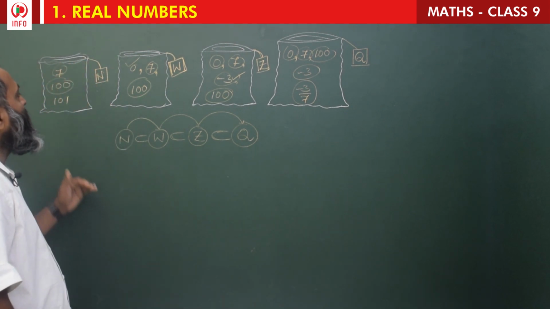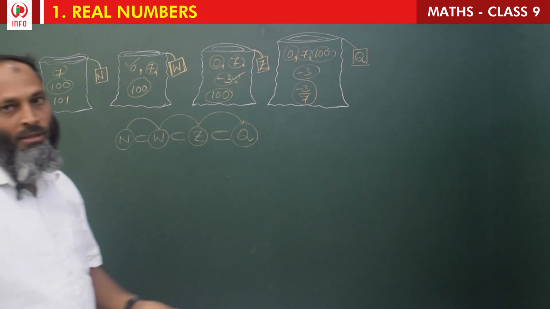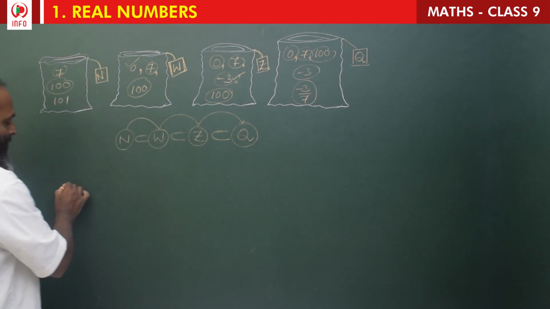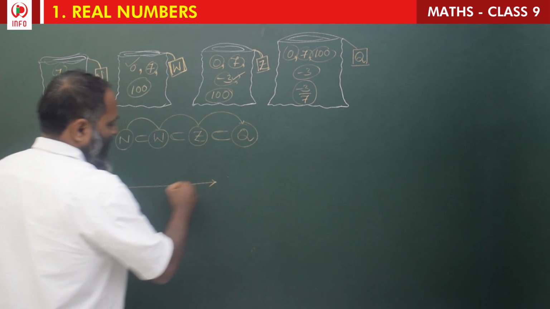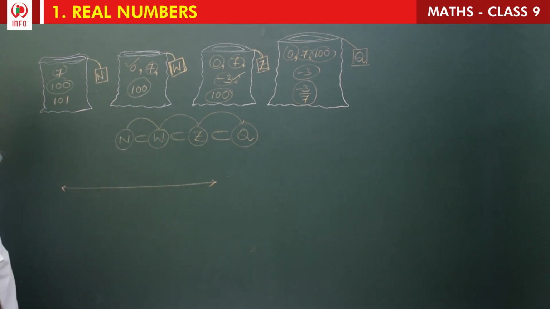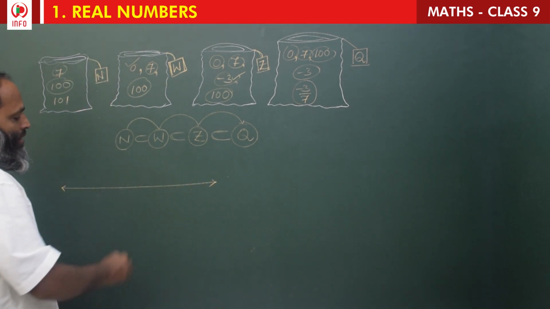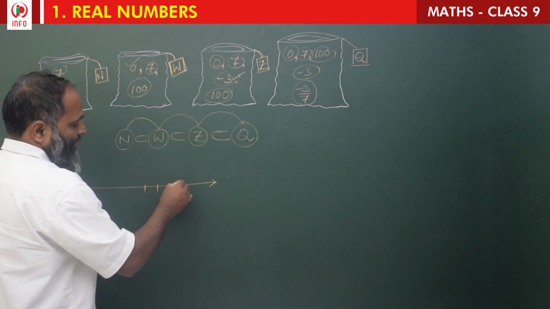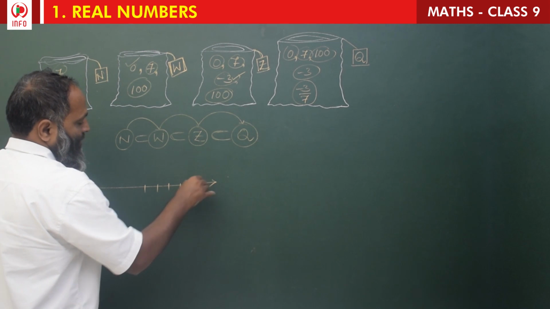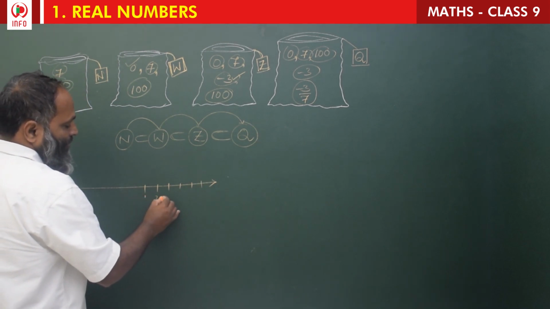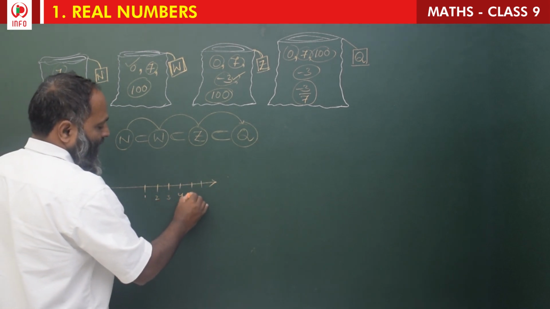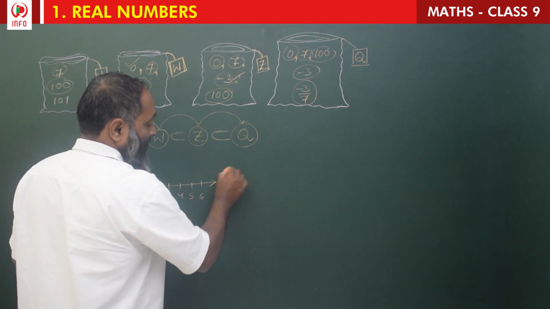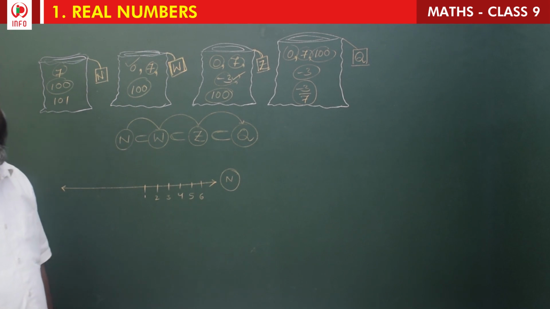Now, how to represent the set of natural numbers on a number line? We discussed that in previous classes also. So we should draw a number line, and take positive numbers with equal difference, and write the numbers. It starts from 1, 2, 3, 4, 5, 6. This is the representation of the set of natural numbers on a number line.